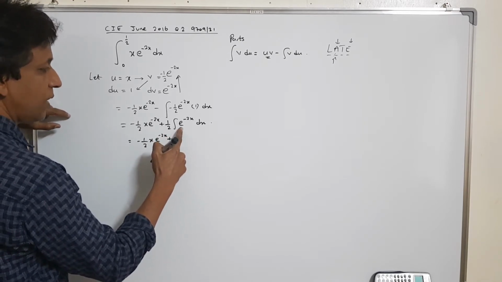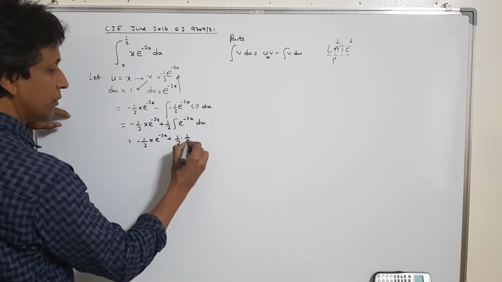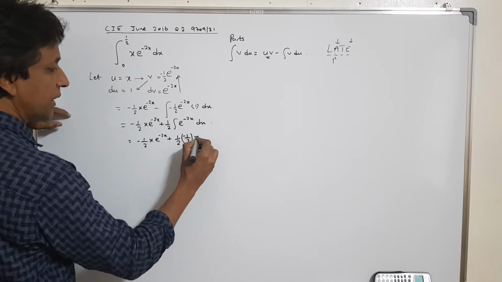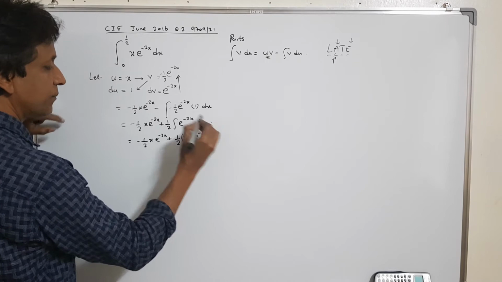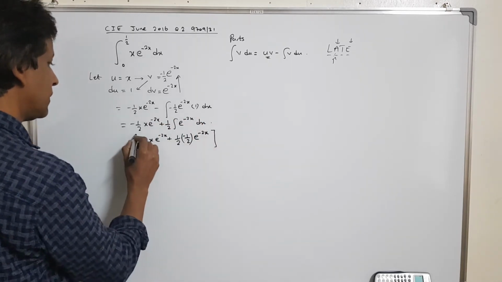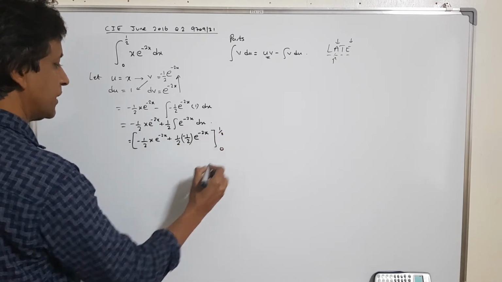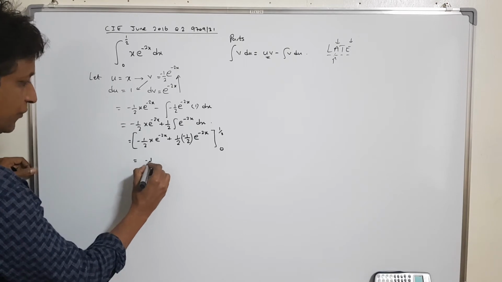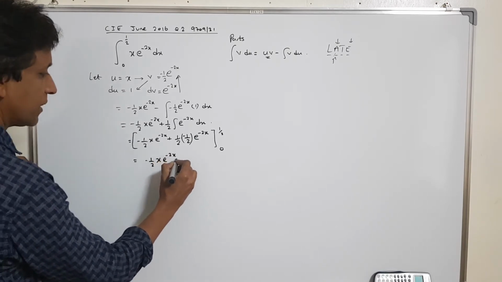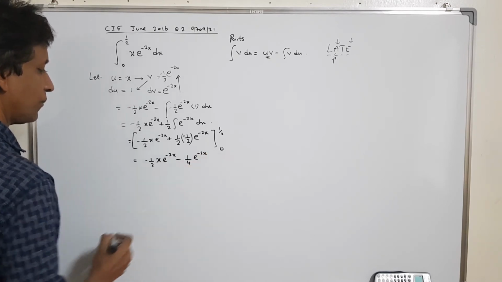If you integrate this alone, you should be able to get, divided by minus 2, which is minus half, and then e to the minus 2x. Right, so from here we can apply the limits, but before we apply the limits we're going to have to simplify this further. I've got half here and then half. So I've got negative half x e to the minus 2x minus a quarter e to the minus 2x.